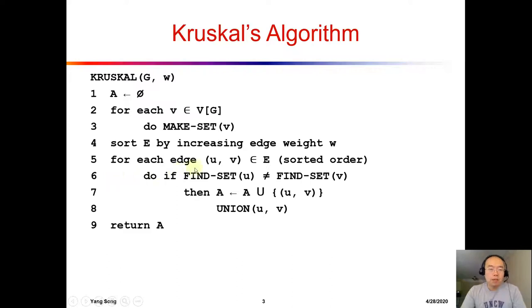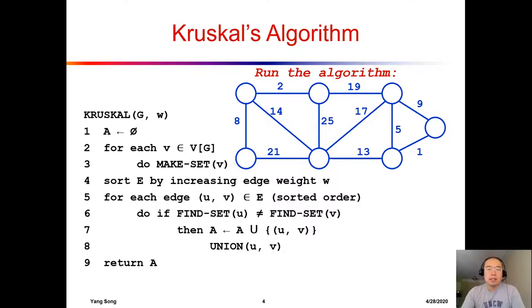Next, for each edge from U to V, I'm going to visit all the edges in sorted order, and do a find set of U and a find set of V. If I find that U and V belong to two different sets, I'm going to union A with the edge UV, and update that to A. So I'm adding the edge UV to the set A, and I also union the vertex U and the vertex V. Eventually I return A, and A will be a set of all the edges. If we put those edges together, we will have a minimum spanning tree.